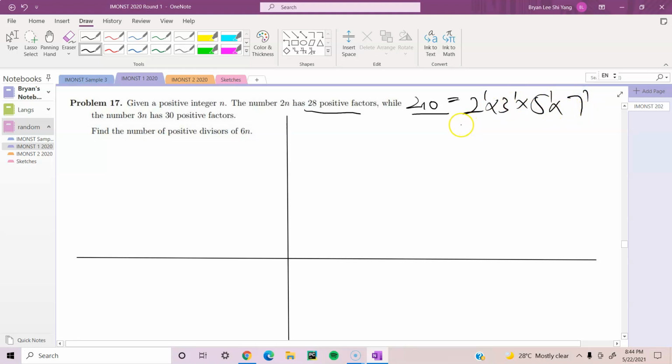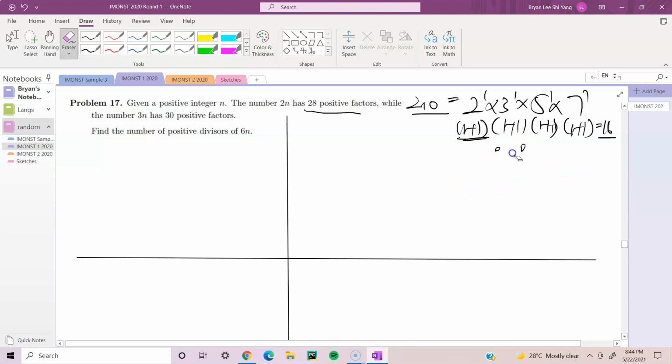Now, if we want to count the number of factors, what we do is add 1 to all of the powers. So 1 plus 1, 1 plus 1, 1 plus 1, and then another 1 plus 1. We multiply these together, and we get 16. Now, why is the plus 1 step necessary? Because 2 to the power of 0, which is 1, is also a factor. Then 3 to the power of 0, which is 1, is also a factor.